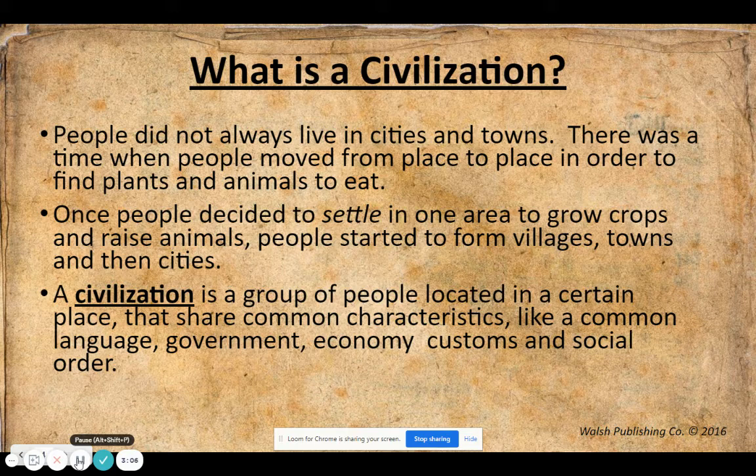So because of that, and because they were staying in one place, forming villages and towns, civilization sprung out of that. So a civilization is a group of people that's located in a certain place that share common characteristics, things like a common language, a government, an economic system, customs, and social order.